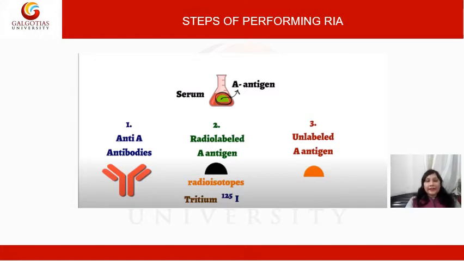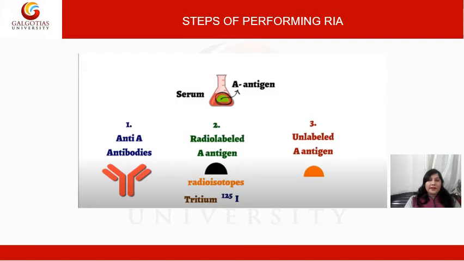Okay, now the second requirement is radio labeled A antigen. Means if we have to find out the concentration of A antigen, we need two types of A antigen. The first one is radio labeled A antigen, and we know what is radio labeled antigen. The antigen that is labeled with an isotopic element, and for this purpose we generally use an isotope of hydrogen, that is tritium, or iodine 125.